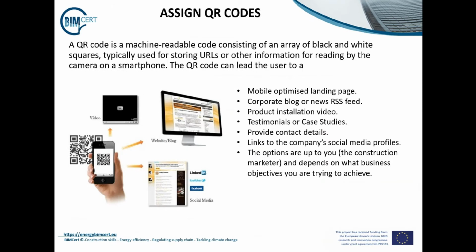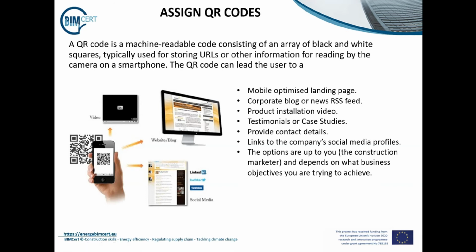Your tablet or mobile device can also be used in partnership with QR codes. A QR code is a machine-readable code consisting of an array of black and white squares, typically used for storing URLs or other information for reading by the camera on a smartphone. A QR code can lead the user to a mobile-optimized landing page, corporate blog or news or RSS feed, product installation video, testimonials or case studies, provide contact details, links to the company's social media profiles, or the options are up to you and depend on what business objectives you are trying to achieve.